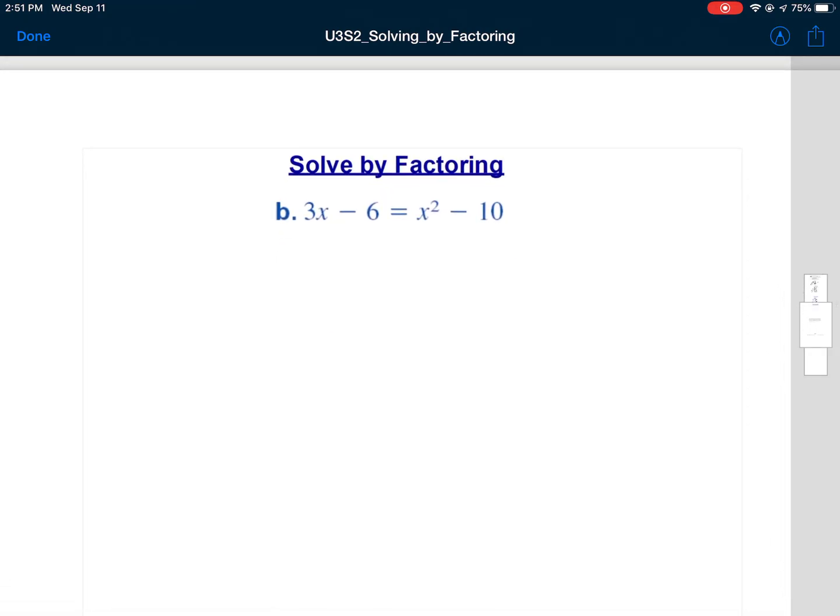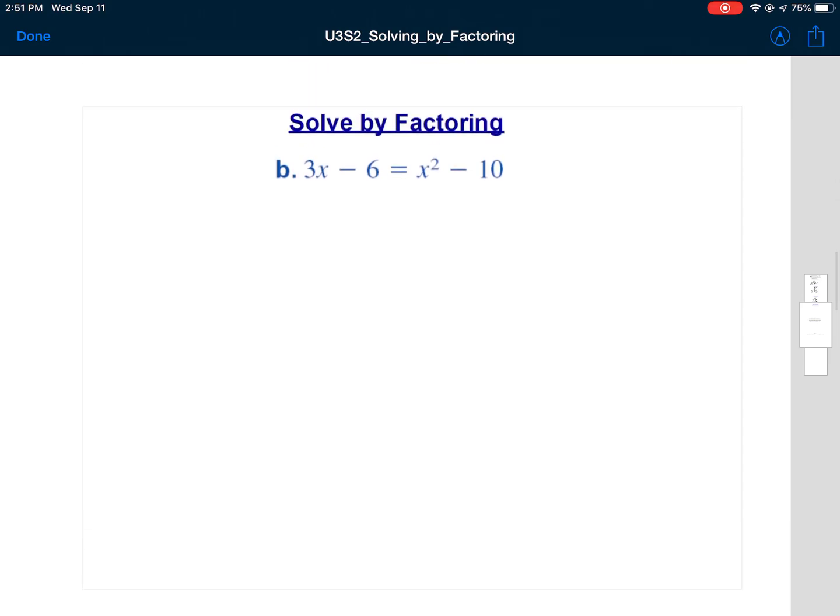Okay, factoring not equal to 0. So I'm going to subtract 3x from both sides. Make sure you don't combine those as like terms. So I'm going to also add 6 at the same time. Those are like terms, and I end up with 0 equals x squared minus 3x minus 4.